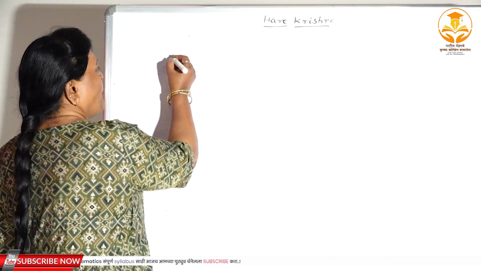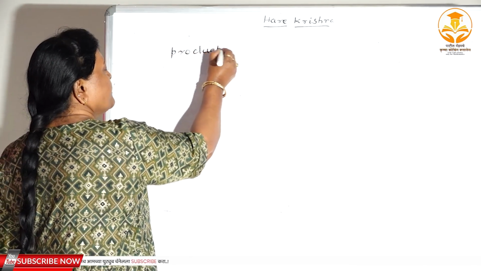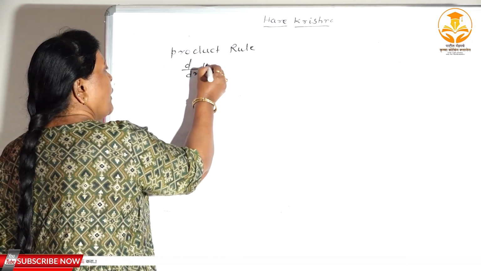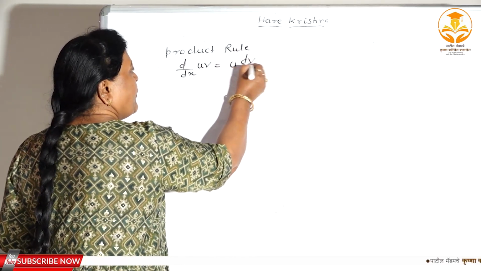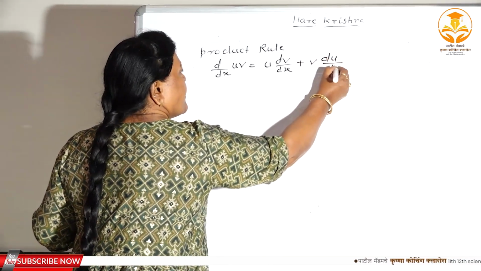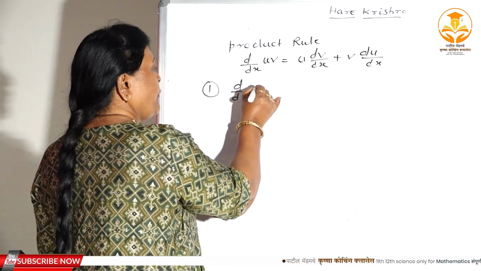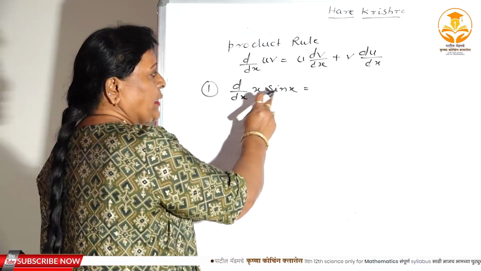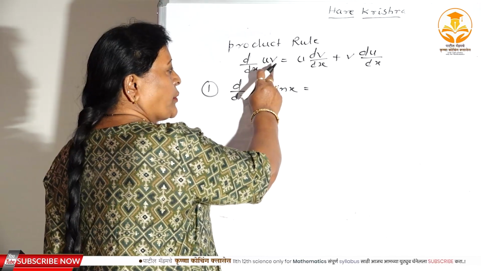Now the problem on the product rule. See the product rule. What is the product rule? d/dx of u into v is equal to u remains as it is, take the derivative of the second term, plus second term remains as it is, take the derivative of the first term. Right. Now take the simple example. d/dx of x into sin x. Right. Again see, x into sin x. There are two functions. You have to apply the product rule, isn't it?